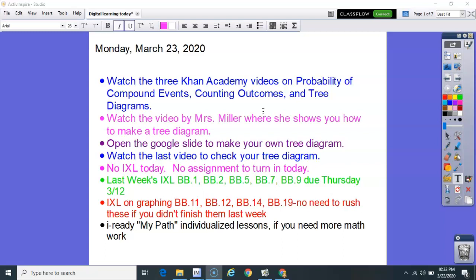There are no IXLs today. There's no assignment to turn in today. Today is just check in. Let me know you were here on the check-in sheet. Watch these videos. Try your hand at a tree diagram. And this shouldn't take you any longer than about 30 minutes at the most today. Probably only 20 minutes. So do those things and let me know if you have any questions.